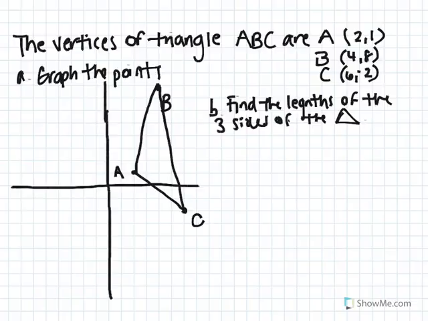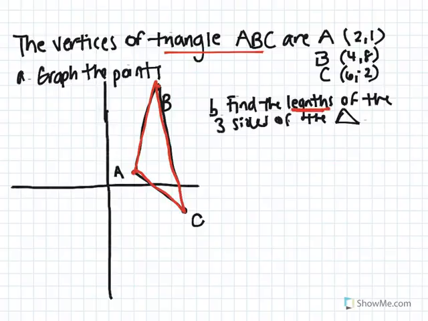So here we are given the vertices of triangle ABC are A (2, 1), B (4, 8), and C (6, -2). So I connected these points to get this triangle. And now I'm supposed to find the lengths of the three sides of the triangle. Okay, so in this question, I see the word length. So I know I need to use the distance formula.